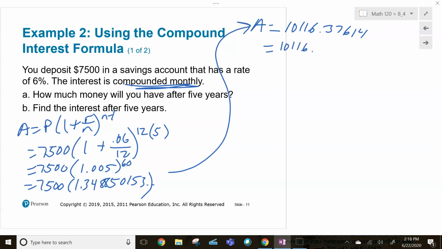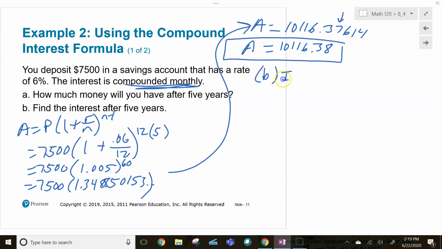Now I can round it to the nearest hundredth, so to that position. I'm looking at the 6 to the right of the 7. 6 means bump that up to 38. So the account balance is 10,116.38. That's how much money you're going to have after 5 years. That's part A.